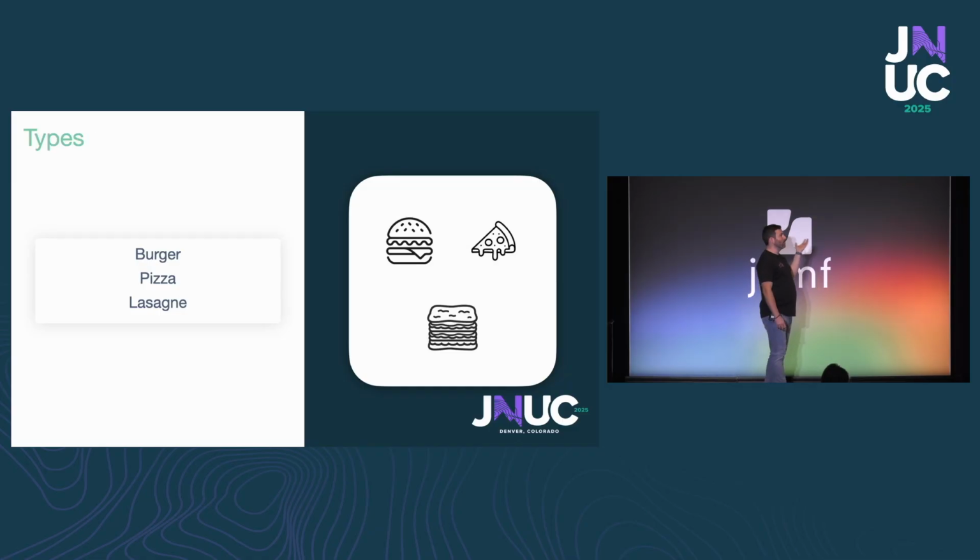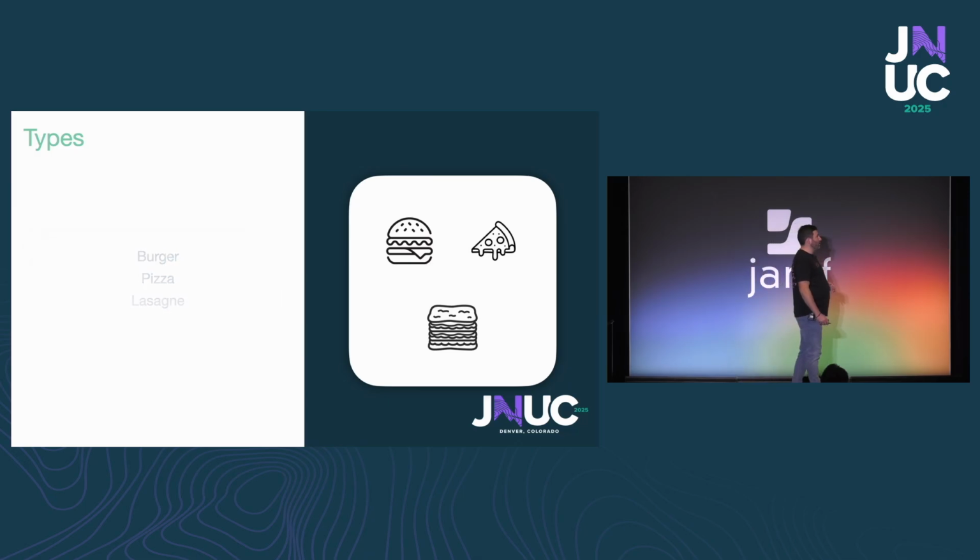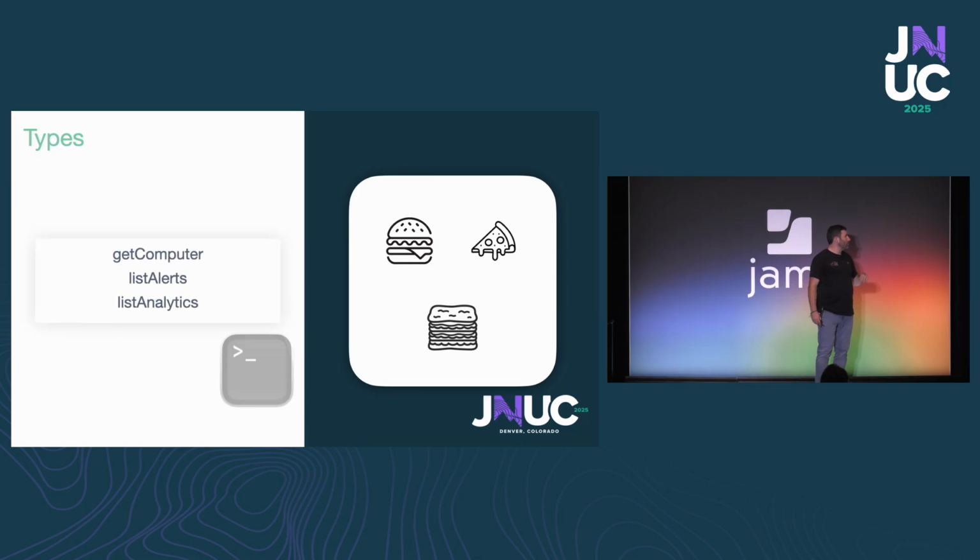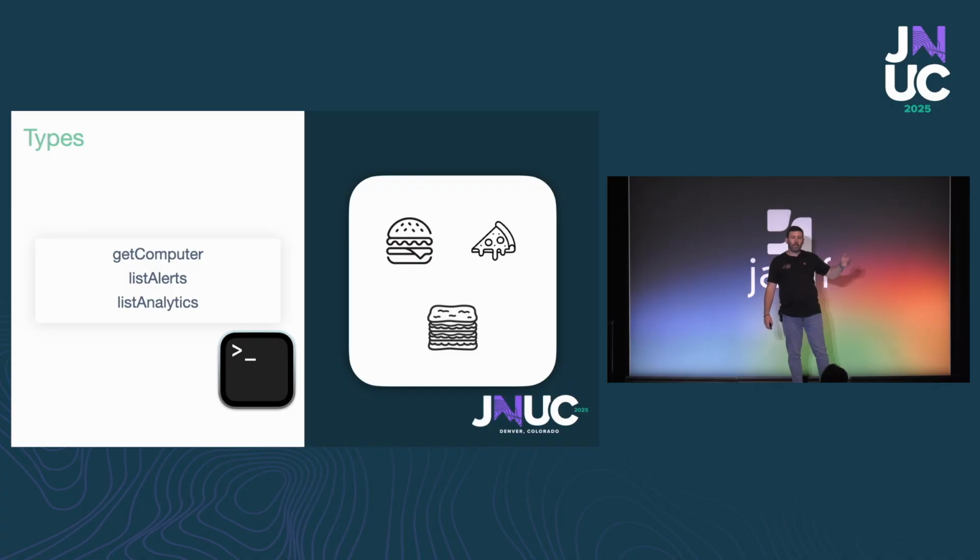Now we've got something called types. We've got our schema, our menu, that's what's on offer. Our types are the things on that menu. They're what we can request. So we can turn around to our waiter, our endpoint, and say, hey, I want a burger. That's the type we're asking to come back. There are some other examples as well. For example, from a macOS security portal, we can get a computer, list some alerts, list analytics. Those are some examples of things on the schema from the macOS security portal.